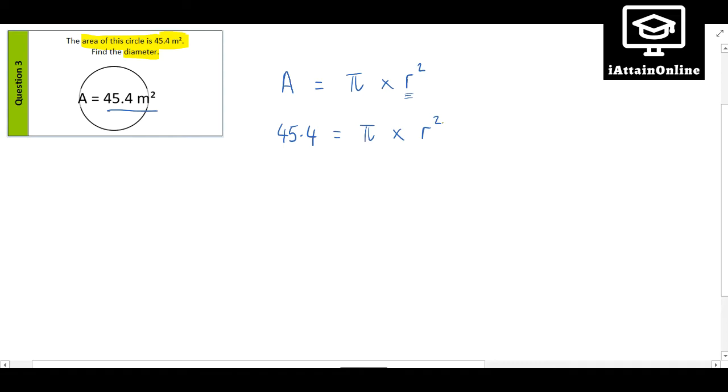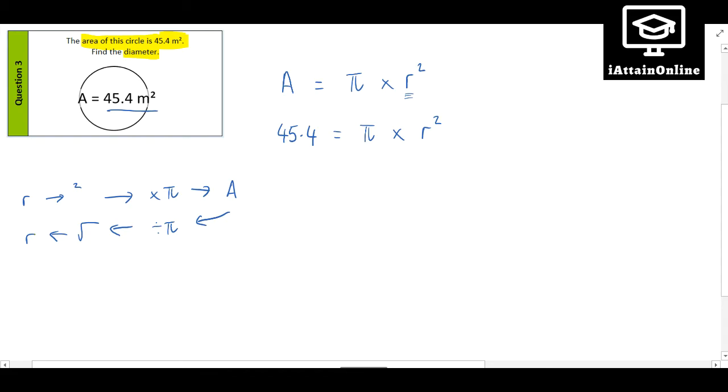So I now want to undo everything that has been done to the radius. If you think of it in terms of a function machine, I started with my radius, I squared it, and then I multiplied by pi, and out came 45.4. So in terms of a function machine, I start with my radius, I square it, I multiply it by pi, and out comes the area. If I'm working back the other way, I want to do everything in reverse. So I'm going to divide by pi. The inverse of squaring a number is to square root it, and that would get me back to my radius.